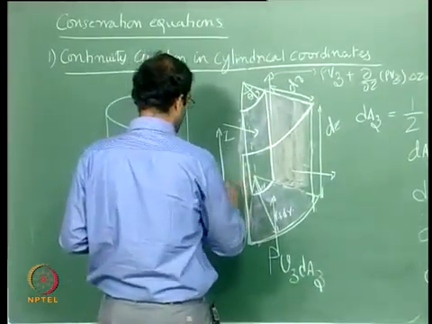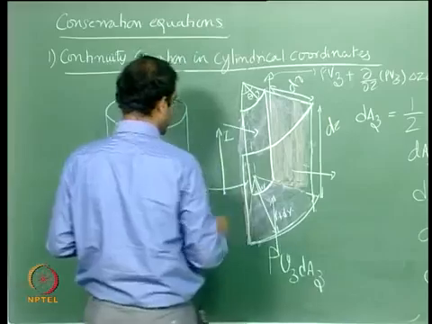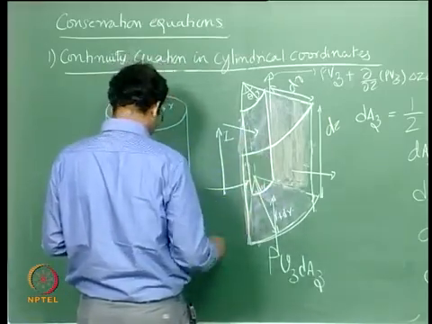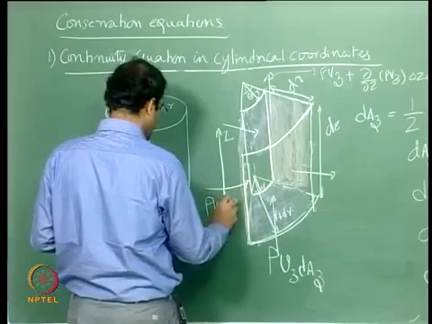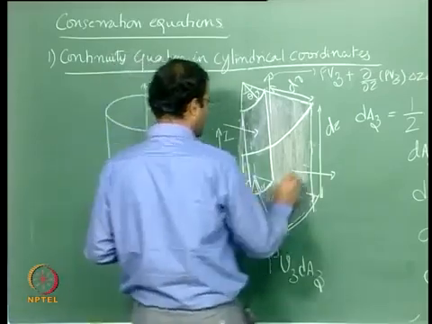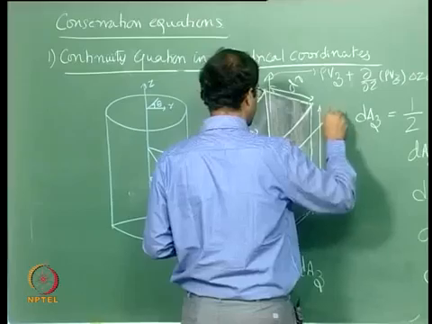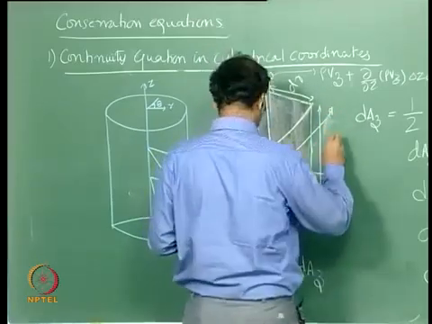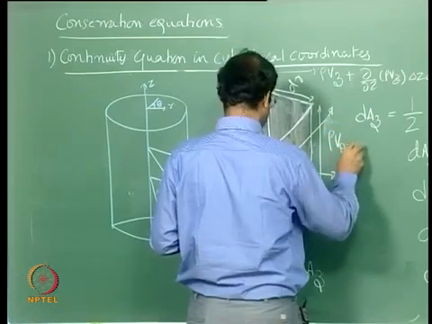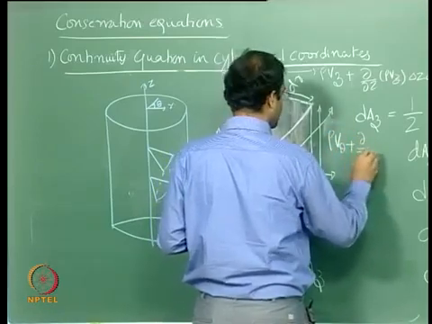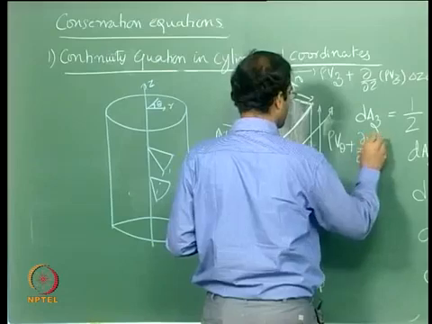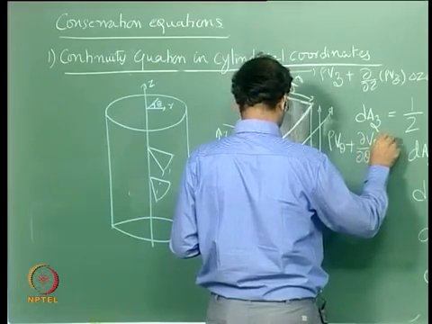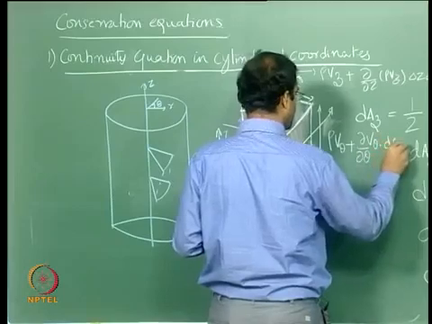Similarly, if you look at the mass flow entering this particular face along the theta direction, this is rho v theta into dA theta. The one which is leaving in the theta direction, from the Taylor series expansion, we can write as rho v theta plus d by d theta of rho v theta into d theta, into dA theta.